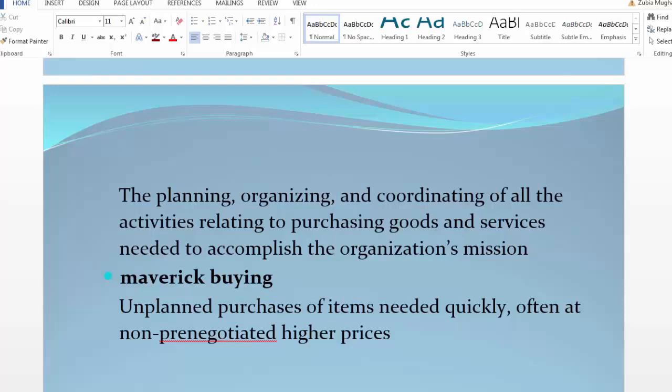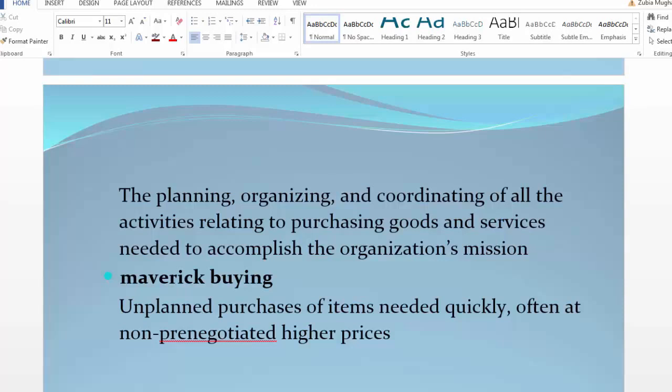It is the planning, organizing, and coordinating of all activities relating to purchasing goods and services, which means that you are actually designing the best route or the best strategy to sell to specific customers. Maverick buying is unplanned purchases: unplanned purchases of items needed quickly, often at non pre-negotiated higher prices.